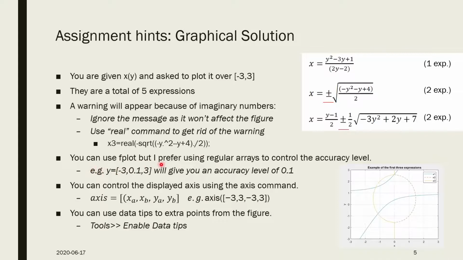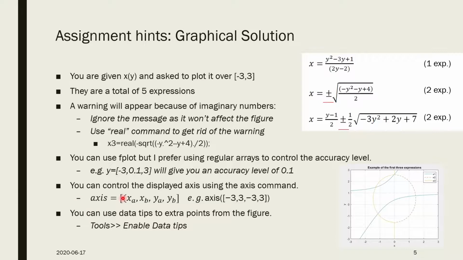You can use fplot for this problem, of course, and plot it by defining it as a function, but I personally prefer using arrays, like defining y as an array in this case, because it will give me control over my accuracy level. So the assignment states 0.1, so you can work within the range of plus minus 0.1, and using an array will give you this additional option easily. You can define it as 0.1, 0.05, 0.01, whatever you want. So that's why I prefer using vector operations and using the regular plot command rather than fplot.